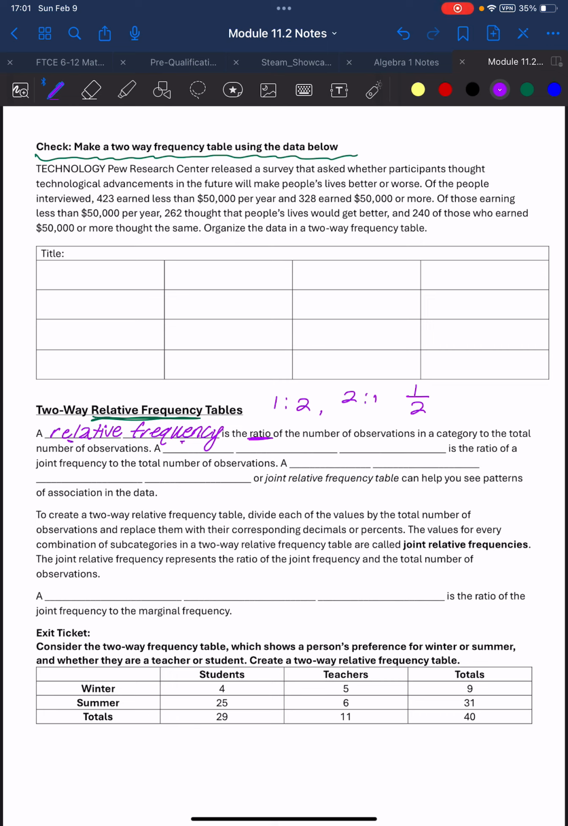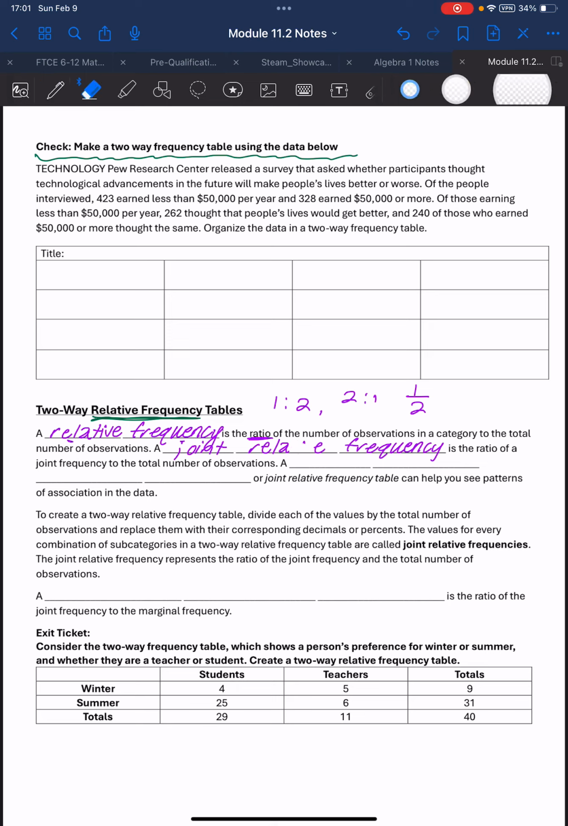Okay, so fill in the next part. A joint relative frequency is the ratio of joint frequency to the total number of observations. And think about joint. Joint is usually when something's connected or joined together, right? Like a joint between your bones. You have a socket and you have a joint that rotates within that socket. It's connecting something, so just think of joint that way, okay?